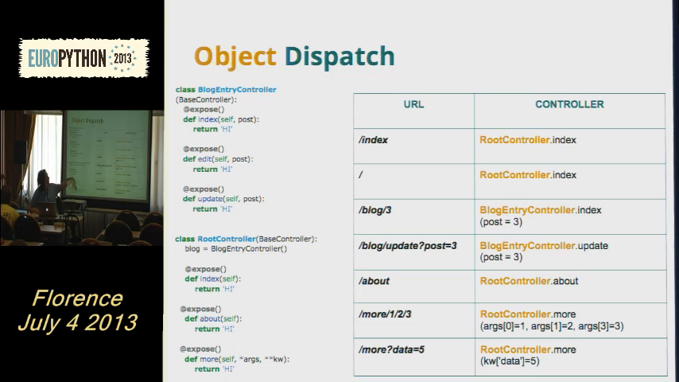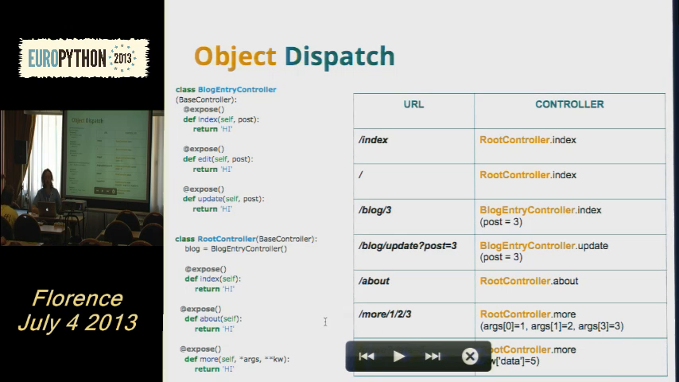This is a quick overview of how object dispatch works. I already showed you somehow on my shell, but it is a more complex example with a subcontroller and so on. For the root controller, you see that we are exposing multiple methods. Each one of them is matched from the URL to the controller method with the same name. And if you pass arguments, they are available inside the argument list.